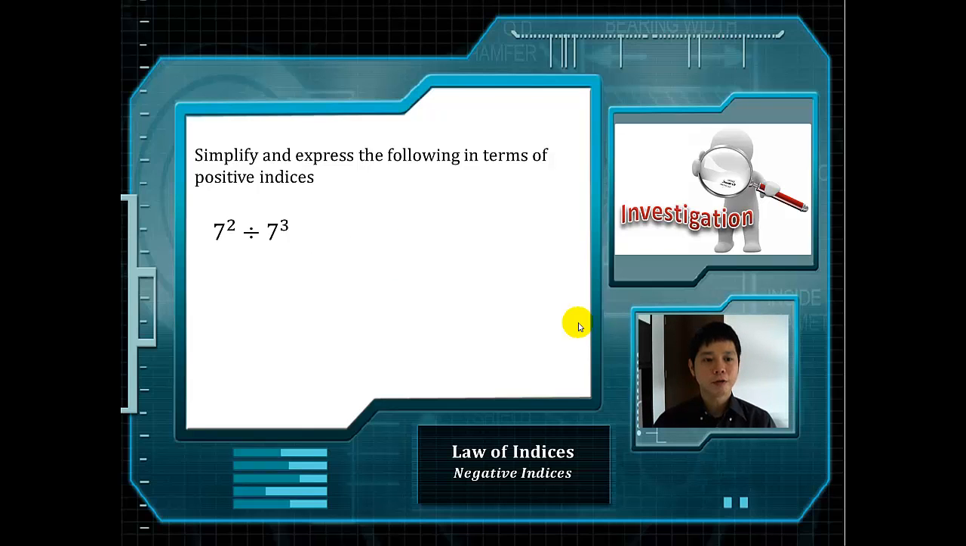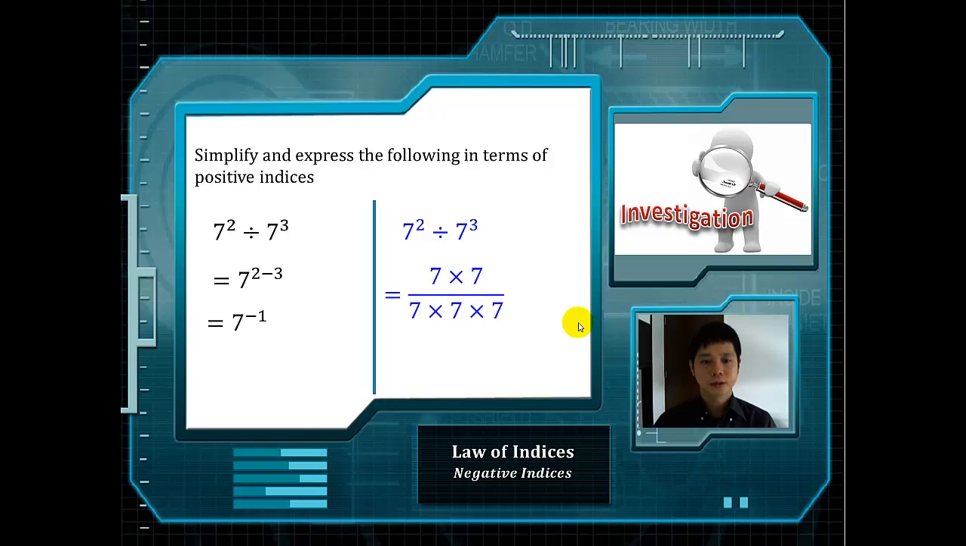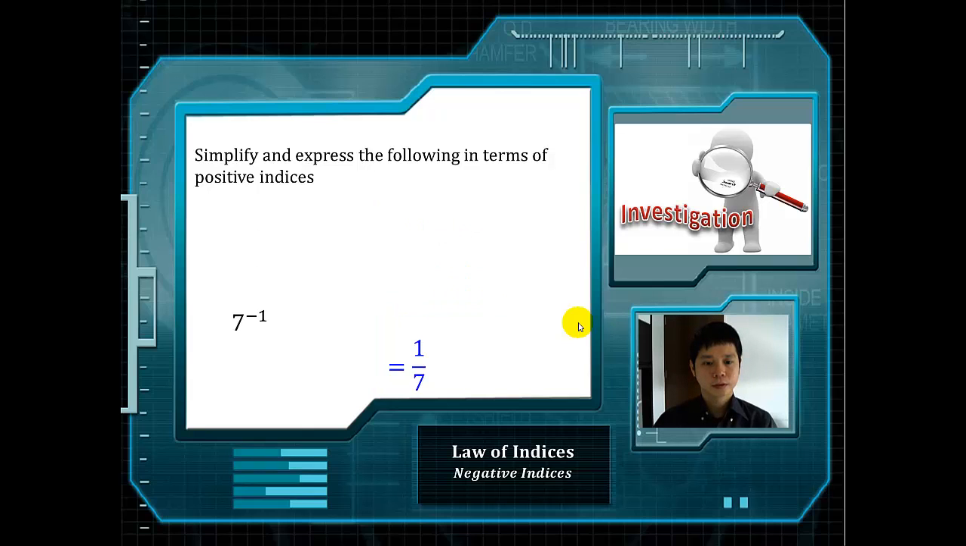Now simplify 7 to the power of 2 divided by 7 to the power of 3. We will once again use the law of indices, and hence we have 7 to the power of negative 1. Finally, we will solve the same expression using direct calculation, and this is what we will get. Cancelling out the common terms, we will have 1 over 7 to the power of 1. Now the 1 is invisible here. And in conclusion, we have 7 to the power of negative 1 is the same as writing 1 over 7.